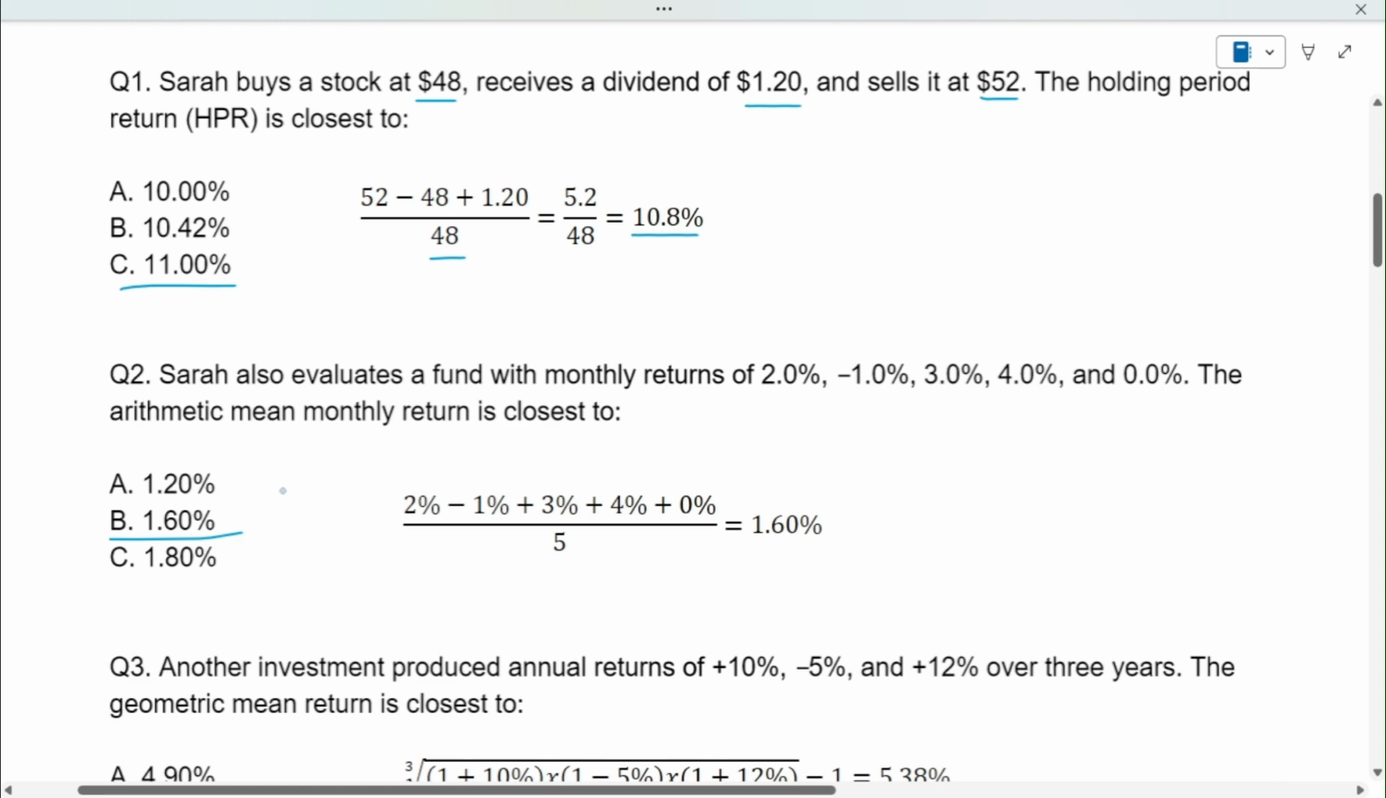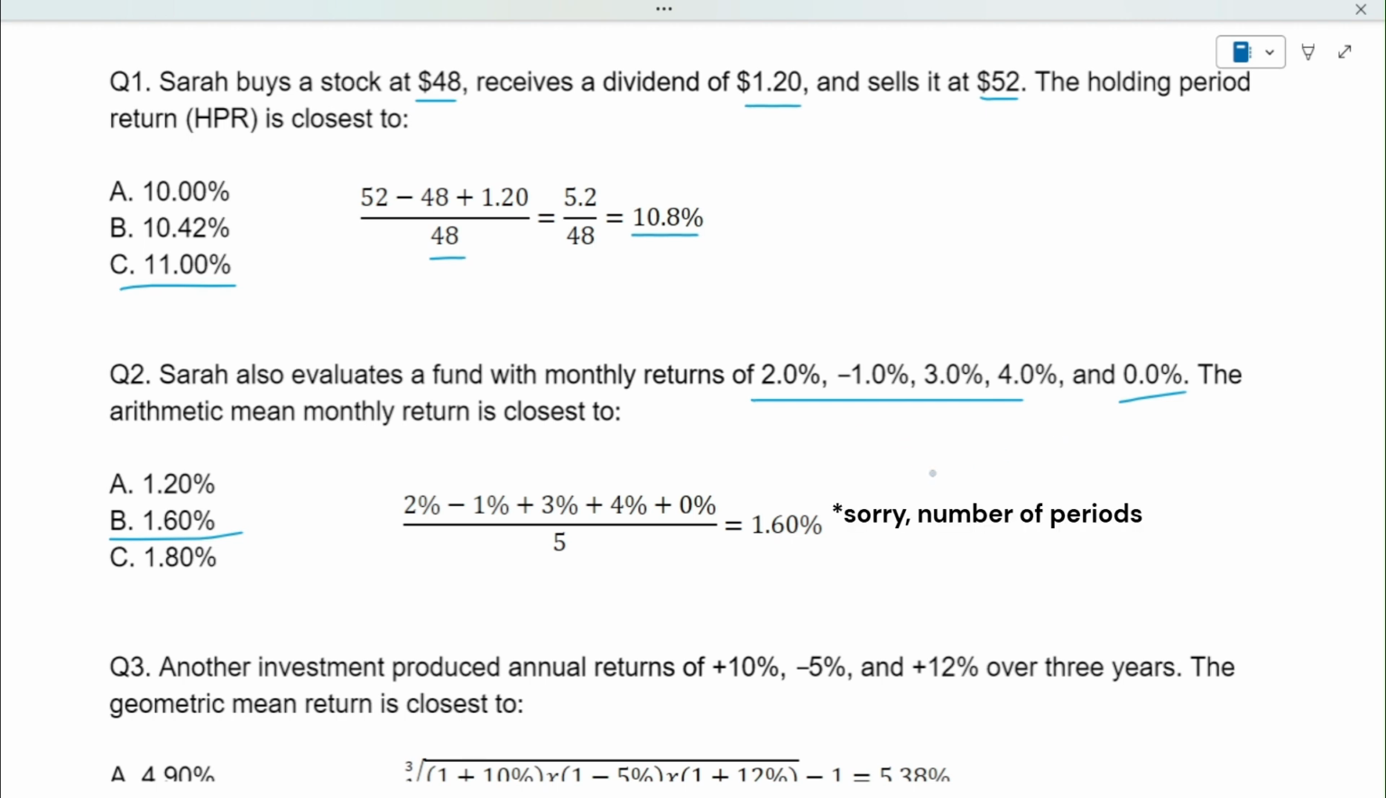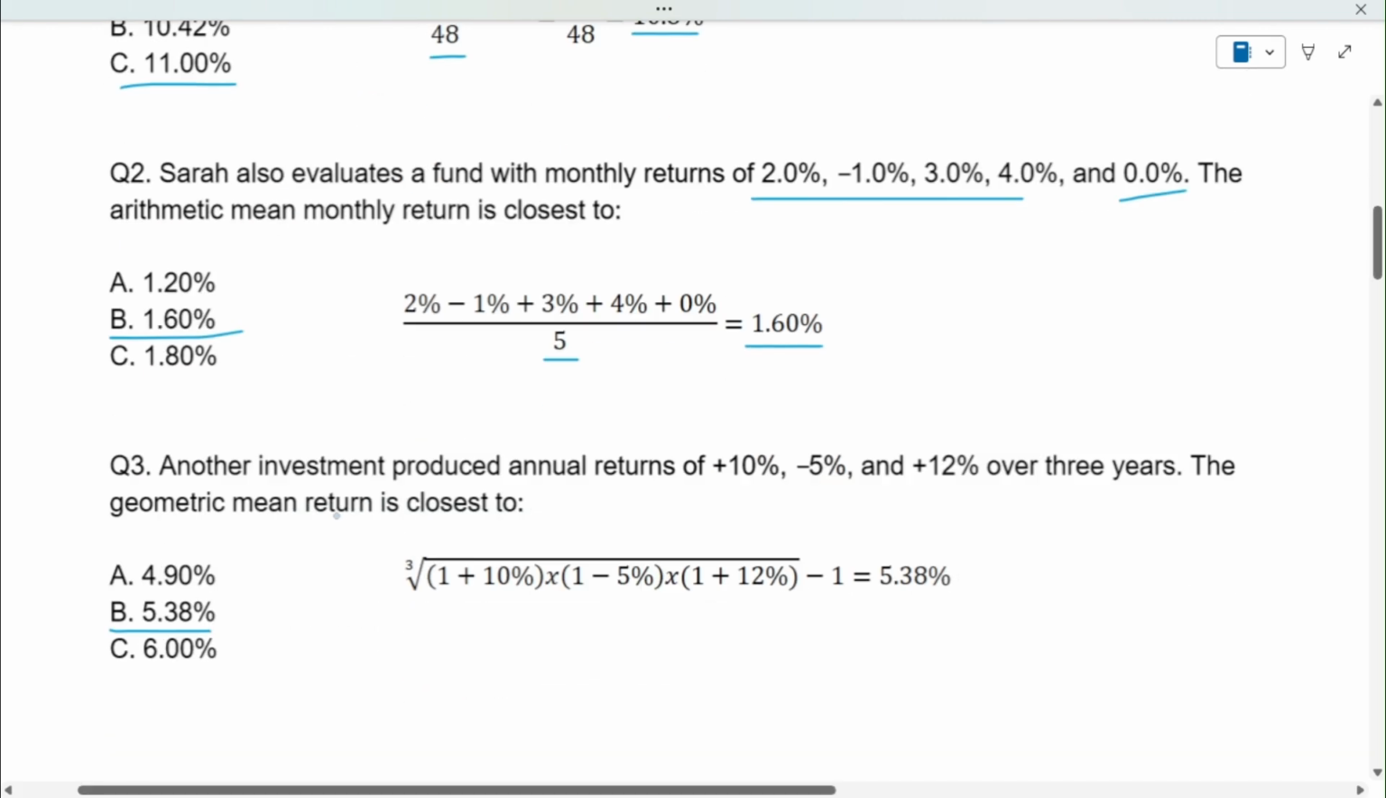Okay, next question. Sarah also evaluates a fund with monthly returns of 2%, 1%, minus 1%, 3%, 4%, and 0%. The arithmetic mean monthly return is closest to. Okay, again, remember the formula. We are going to sum all these returns and divide by the number of returns. I have already written it here for you. When we sum up the returns and divide by the number of returns, we end up with 1.6%. So the answer is B here.